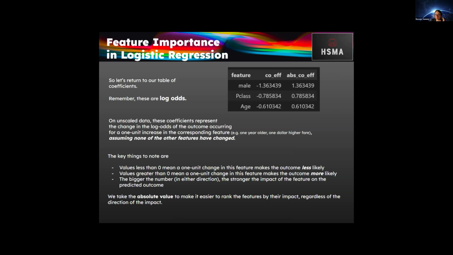Anything where it's more likely to happen than not happen is positive. So don't worry if that didn't all make sense, but hopefully it will start to give you a little bit of a sense of what these numbers mean. We're returning to our table of coefficients.